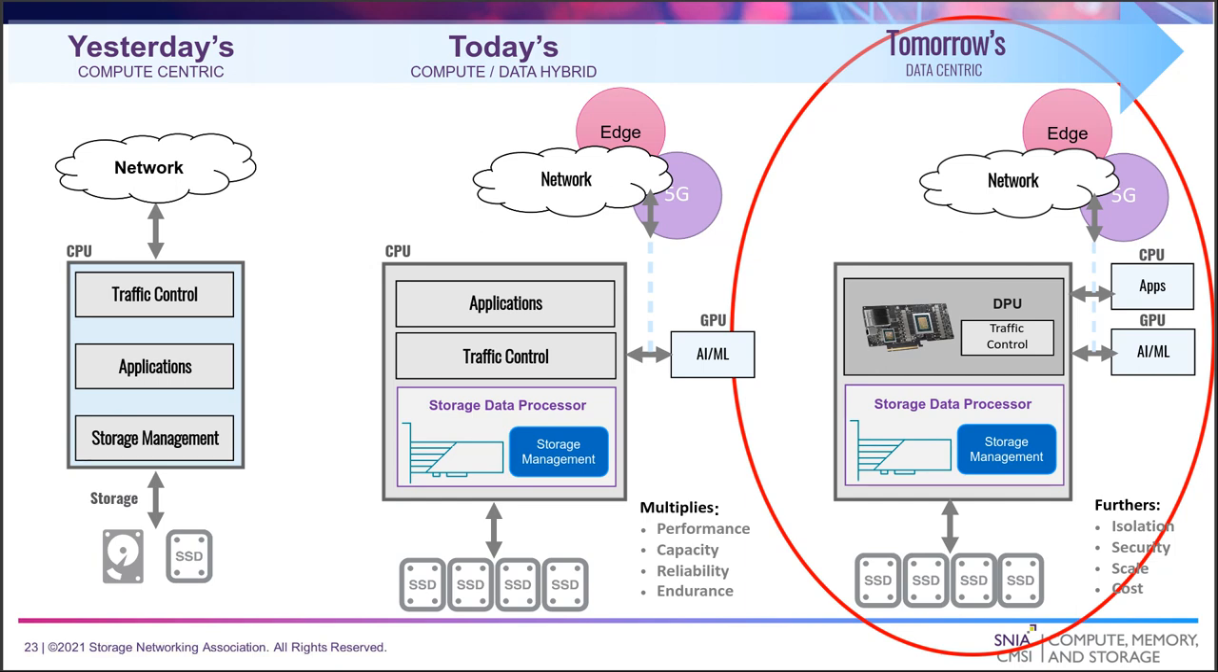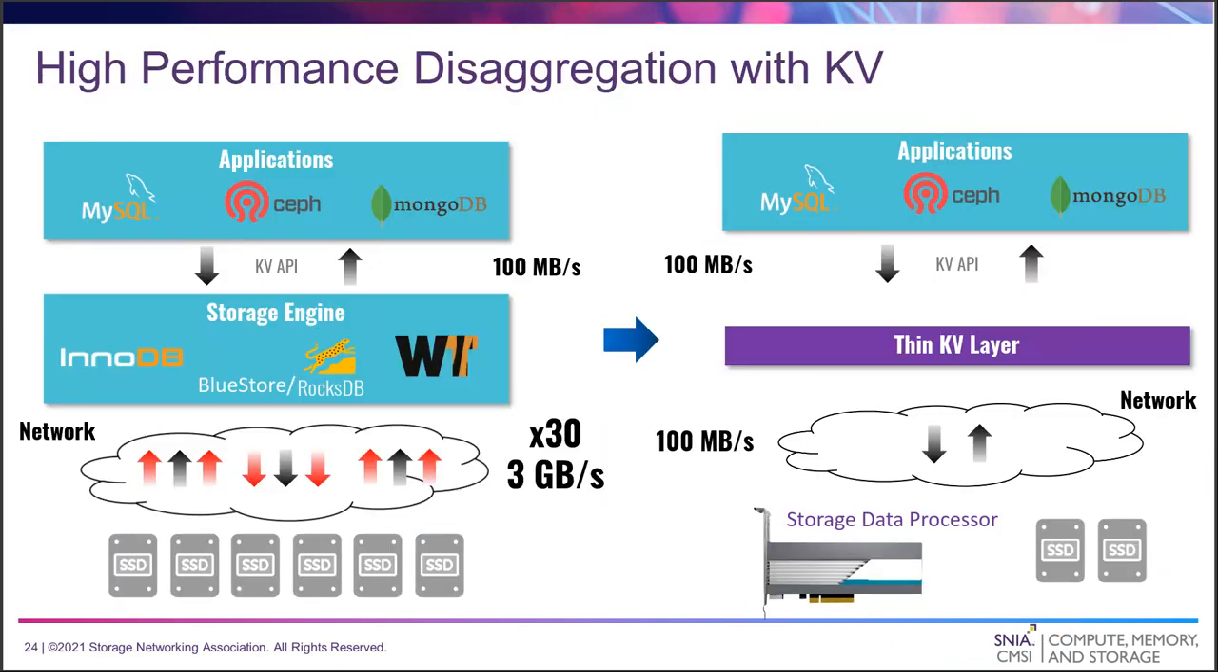But in order to get the best performance and scale and cost, we're going to have to use key value API. That will allow us much better performance in this disaggregated model. So how would that work?